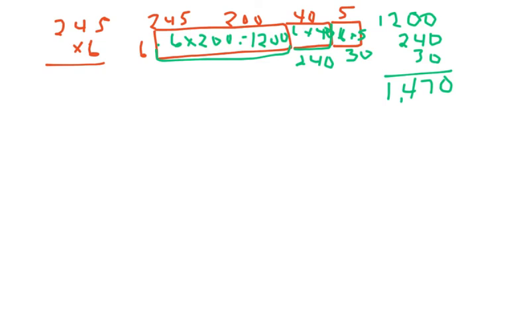Well, this goes right into the expanded notation model. If we want to work this problem, 245 times 6, we expand it, but it's hundreds. 200 plus 40 plus 5 multiplied by 6.